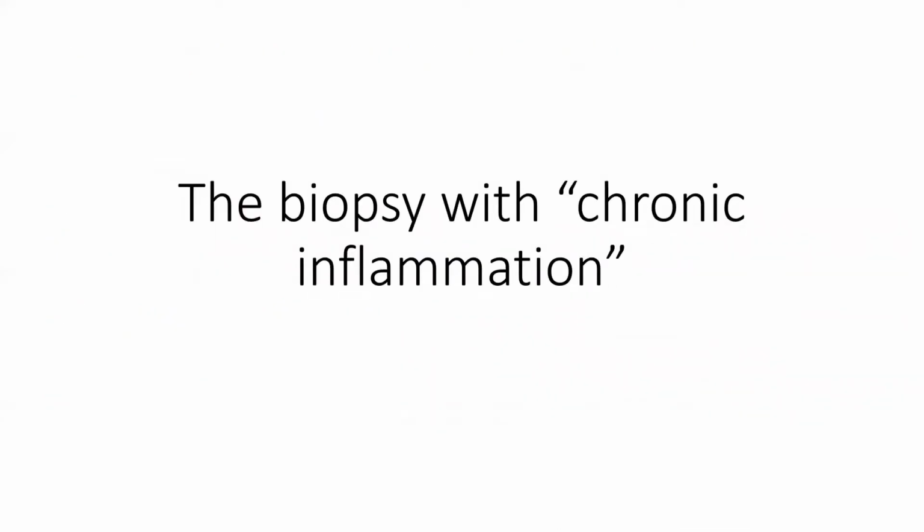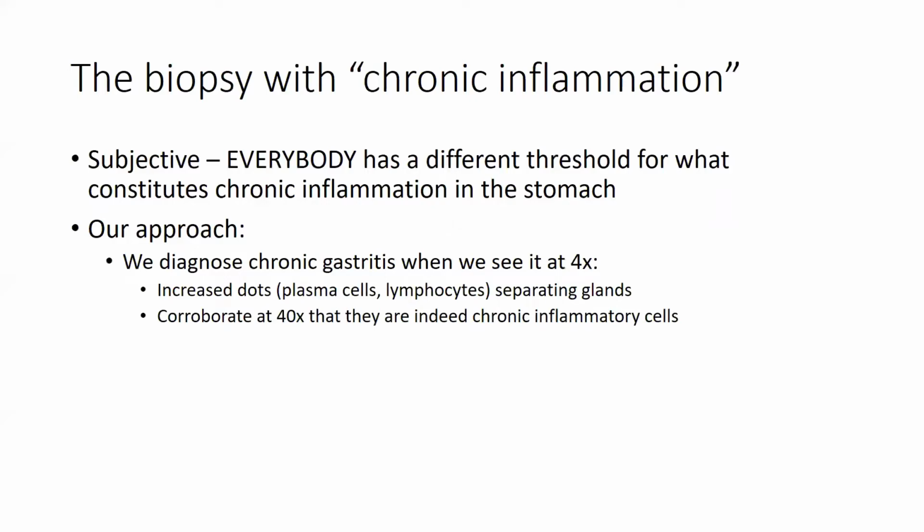Now let's talk a little bit about the biopsy with chronic inflammation. And chronic inflammation, as we all know, is very subjective. Everybody has a different threshold for what constitutes chronic gastritis. Our approach is we diagnose it when we see it at 4x, when it's evident at 4x. So we see increased dots, which are usually plasma cells or lymphocytes separating the glands and expanding the lamina propria, and then corroborate at 40x.